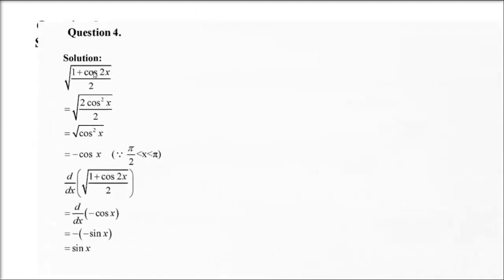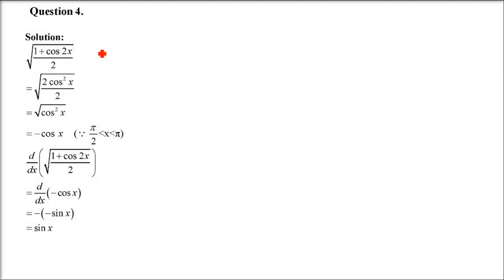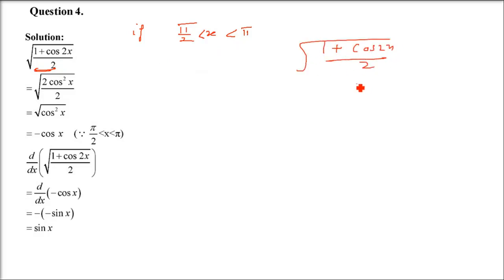So now coming to question number 4. It's given that x is between pi by 2 and pi. Then find d by dx of under root 1 plus cos 2x by 2. So 1 plus cos 2x by 2. 1 plus cos 2x is what? 2 cos square x by 2. So 2x by 2 will be x only. Divided by 2, cancel these 2. Under root cos square x.